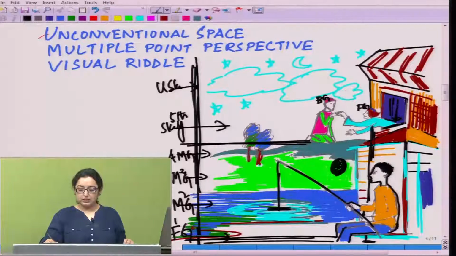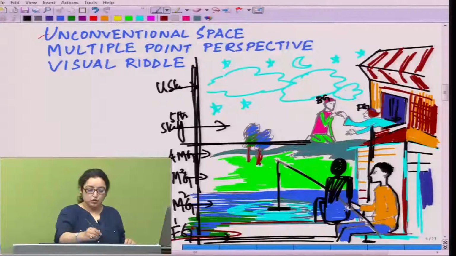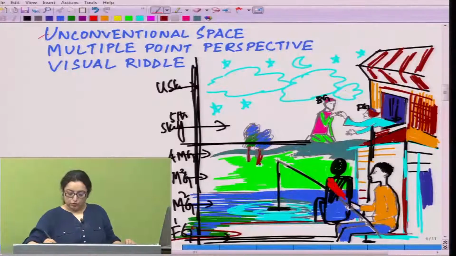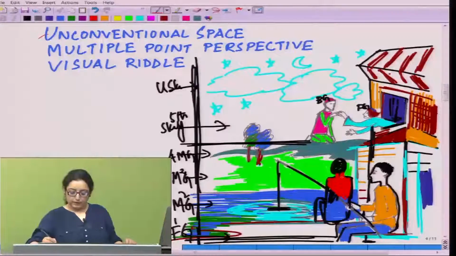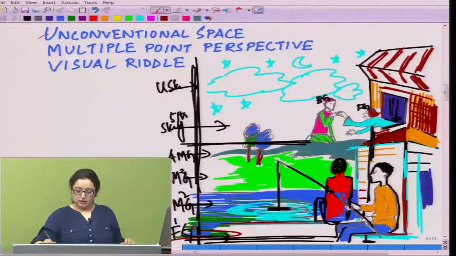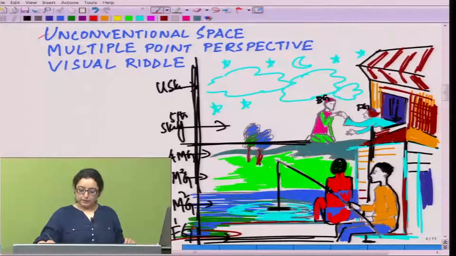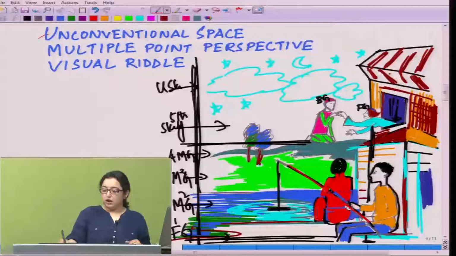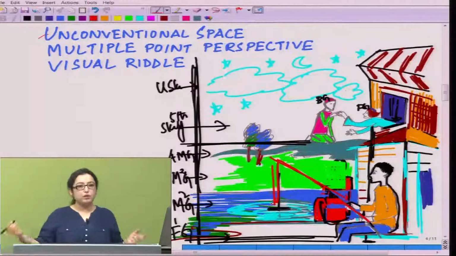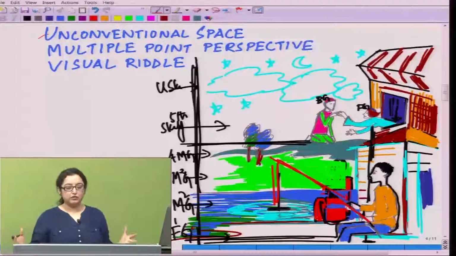This is a possibility that somebody is sitting here, you know, with his back to you. So, he is facing you, he is not facing you, he is sitting here, and catching fish. That is possible, right? But a person in the foreground, how will he catch the fish? But it is only possible if you want to create an unconventional space and make people interested in that.